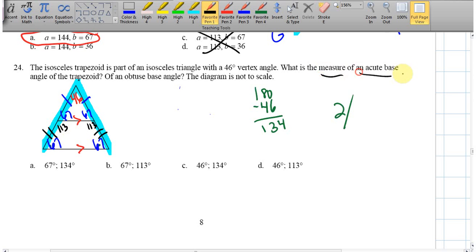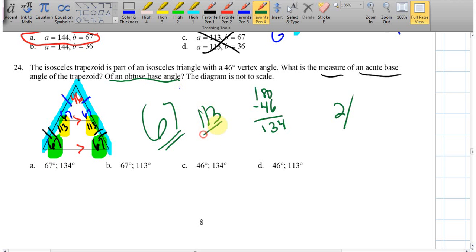What is the measure of the acute base angle of the trapezoid? Well, there are 4 angles in the trapezoid, 2 green ones and 2 yellow ones. The acute one is going to be 67, so I know that is the answer to the first part of the question. Then it says, what is the angle of the obtuse base angle? That's going to be 113. So where is the answer? It looks like part B, 67 and 113. All right, let's do 25.